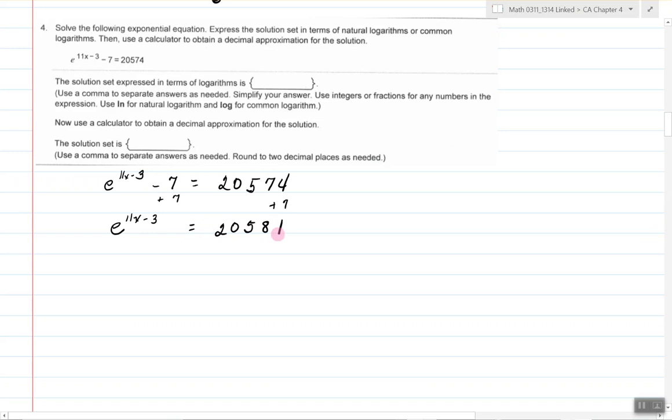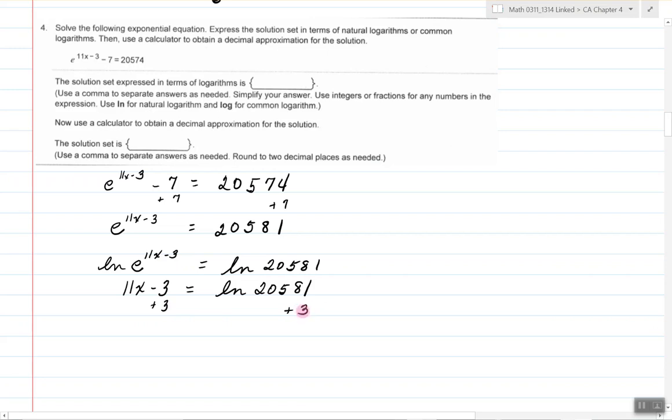That gives me e to the 11x minus 3 is equal to 20,581. Now I'm going to take the natural log of both sides, so it's the natural log of e to the 11x minus 3 is equal to the natural log of 20,581. Using my inverse property, I know that the natural log, which is a log base e, of e to a power is equal to that power. 11x minus 3 is equal to the natural log of 20,581. I'm going to add 3 to both sides.